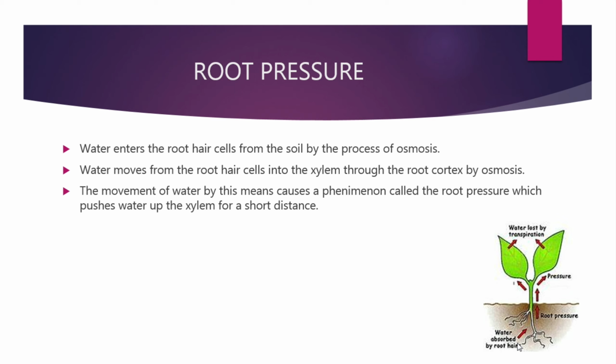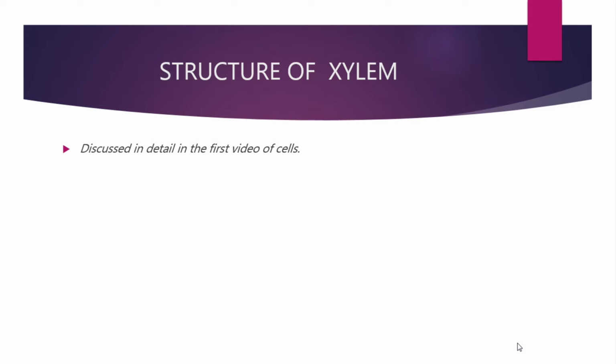The movement of water by this causes a phenomenon called the root pressure, which pushes water up the xylem for a short distance. As the water moves inside the roots, the water molecules keep pushing each other, and there are forces of attraction between the xylem vessels and the water, due to which water is pushed upwards by its own force. This phenomenon is called the root pressure.